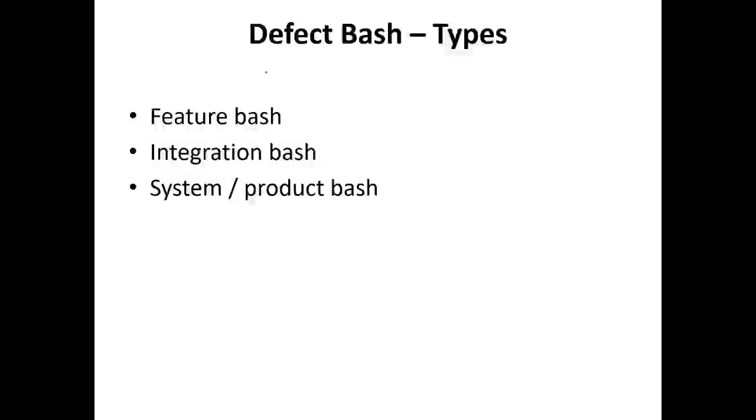There are defect batch types like feature batch, integration batch, and system or product batch. Feature batch means more focus will be on the features of the product, and integration batch means more focus will be on the integration, where you integrate more modules and see how the product or the modules behave. And there is the system or product batch, the complete system product batch. You can conduct a feature batch, integration batch, system product batch, or all together.